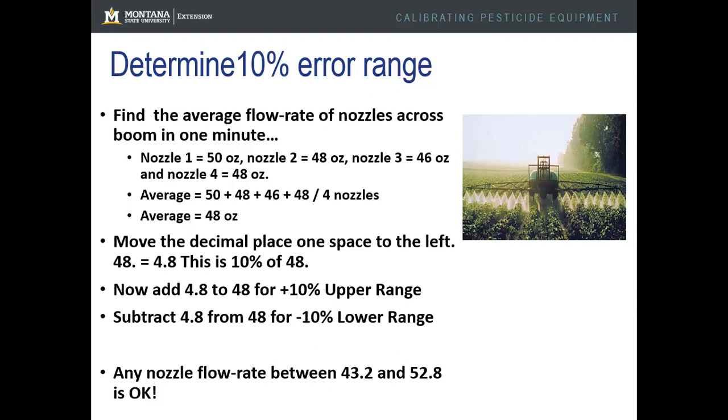Next, the applicator should add 10% to the average and subtract it from the average to determine the 10% error range. In this example, the applicator would add 4.8 to 48 ounces to determine an upper range cutoff of 52.8, while also subtracting 4.8 from 48 ounces to determine the lower range cutoff of 43.2 ounces. Any nozzle flow rate between 43.2 and 52.8 would be okay. If any nozzle falls outside of this range, it should be inspected, replaced, or fixed before repeating these steps.